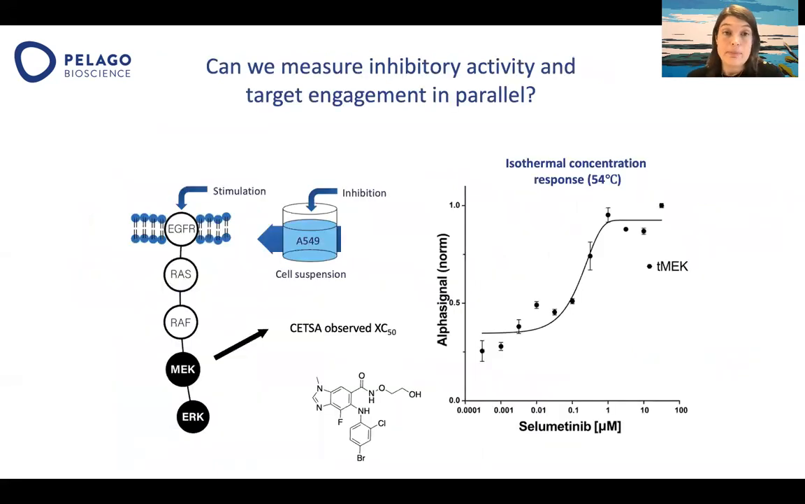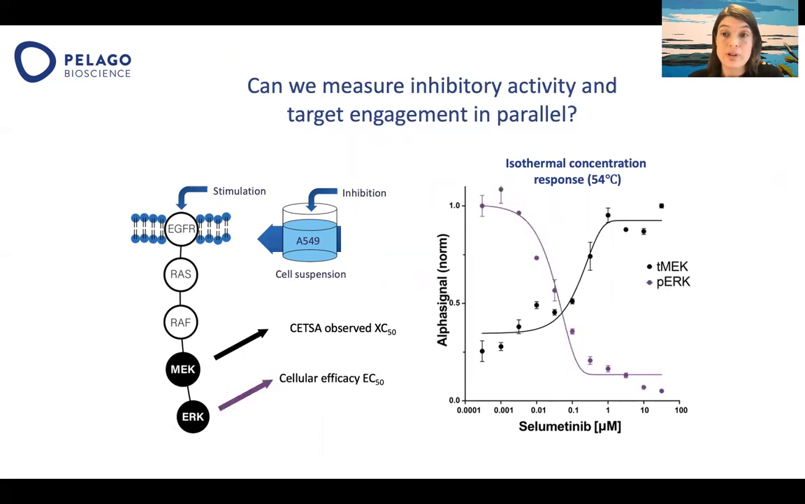In the next step in this study, we looked if we could measure the inhibitor activity in parallel with the target engagement. So we looked at the RAS-RAF pathway, and initially we looked at the CETSA effect on MEK1, and this is then the concentration response with one of the allosteric compounds. Secondly, we looked at the phosphorylation level of ERK. So MEK is phosphorylating ERK.